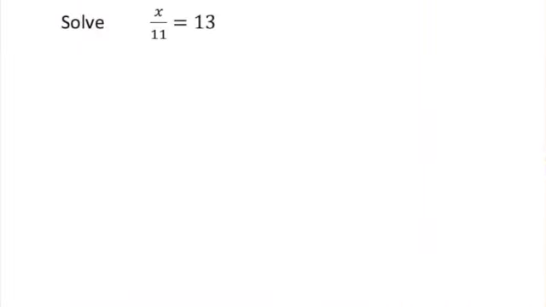So we have x over 11, and we know that in algebra, when we have a fraction, it can mean divide, okay? So here we have x divided by 11 equals 13. Now again, to solve this equation, I want to have x on one side of my equation and a number on the other side. So I need to get rid of this divided by 11. How do I get rid of dividing?